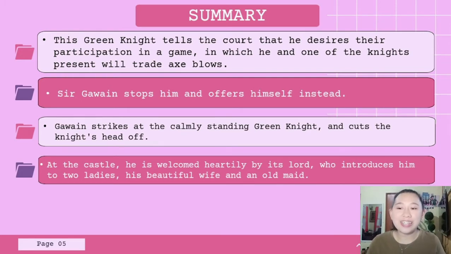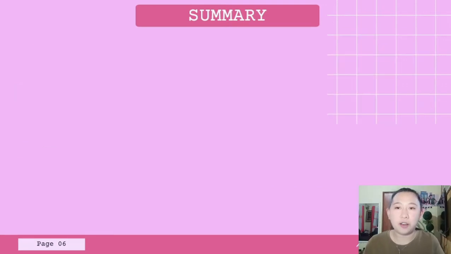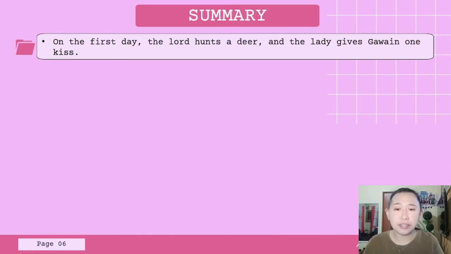Soon, it becomes clear that the prize at court is the host's beautiful wife. On the first day, the lord hunts a deer, and the lady gives Gawain one kiss.